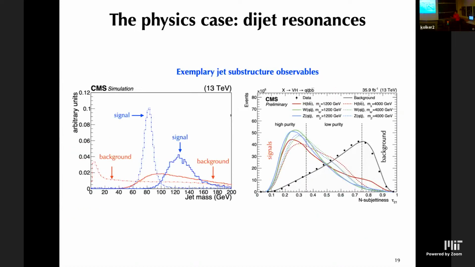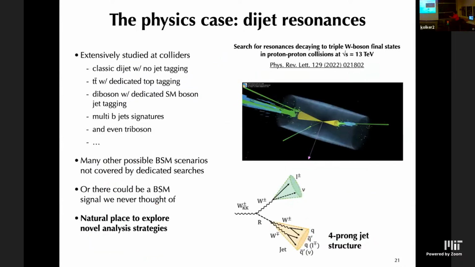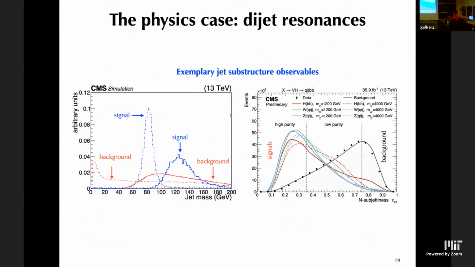So here are some examples of jet substructure observables, to understand the discrimination between the signals and background. So this is the jet mass, and this is another variable that tells you how many prongs, so how many substructures, there are in the jet. In fact, the background is very localized here, with signals instead here.